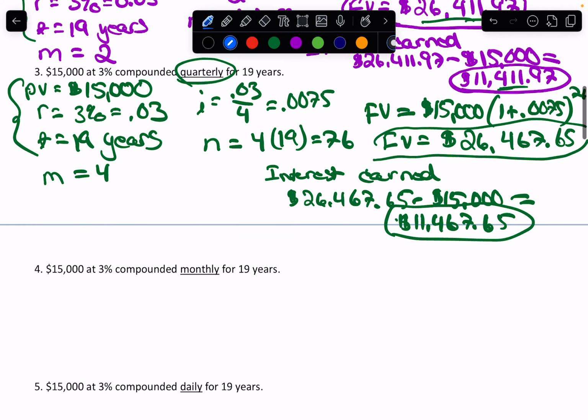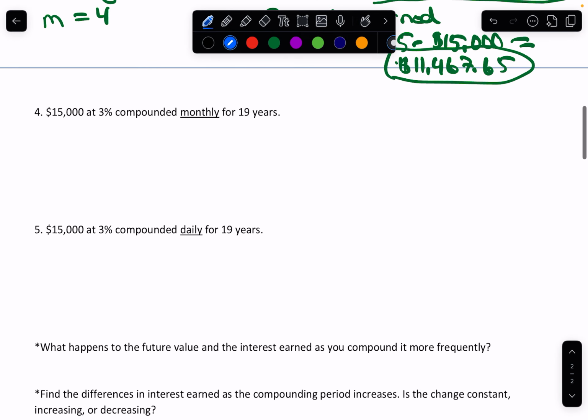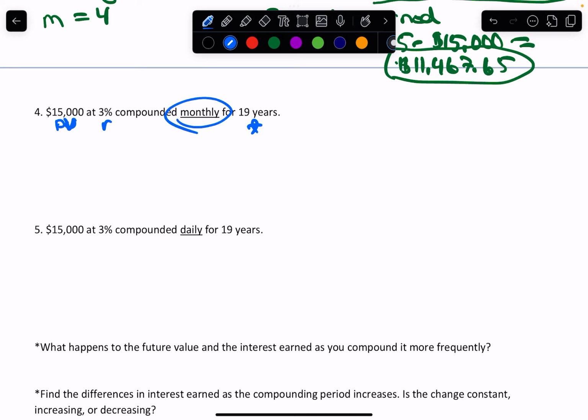Okay, we're gonna keep going. So $15,000 again, it's the exact same. Present value, rate is 3% and T is 19. Now what is changing is the monthly. So our M is going to be 12 because it's going to be compounded 12 times. Okay, our I is going to be 0.03 divided by 12, and our N is going to be 12 times 19.